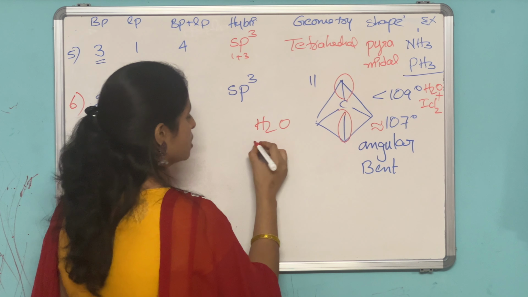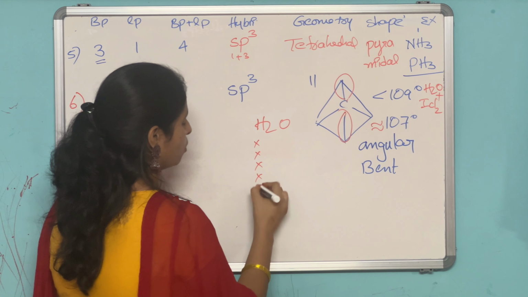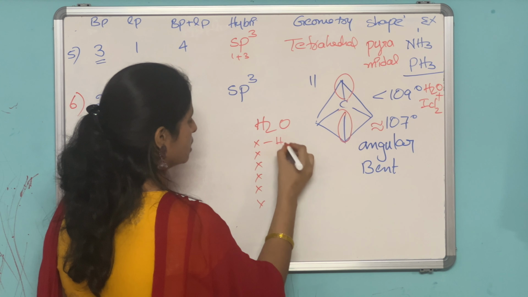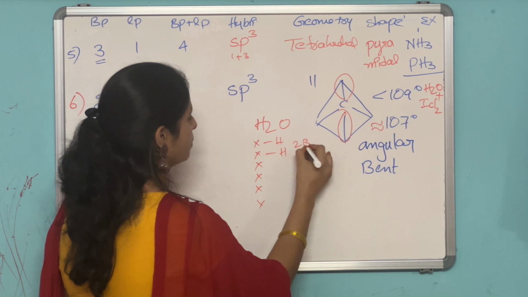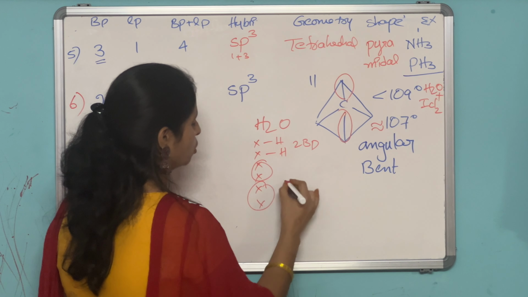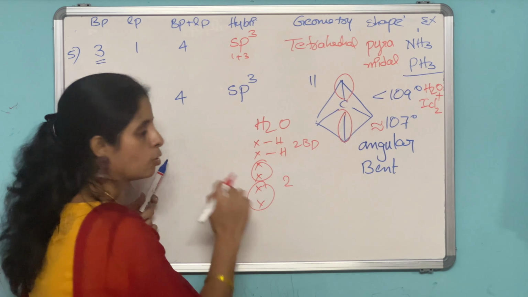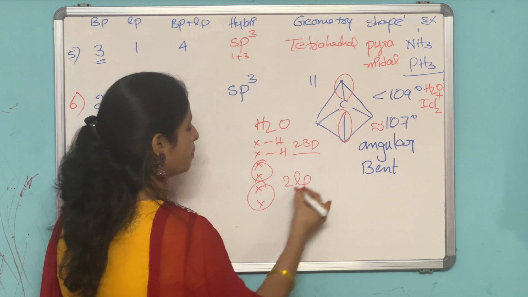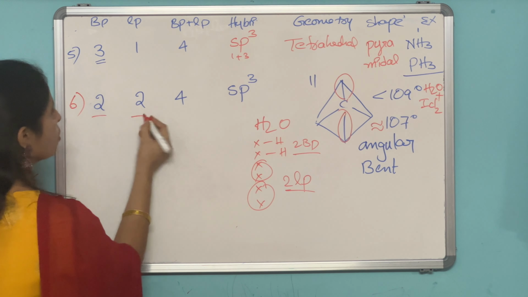For H2O, you calculate the hybridization. Oxygen belongs to the sixth group, 6 electrons, 1 hydrogen, second hydrogen, 2 bond pairs. The remaining 2 make 1 lone pair. So 2 lone pairs. 2 bond pairs, 2 lone pairs.